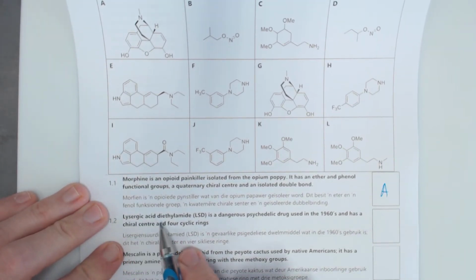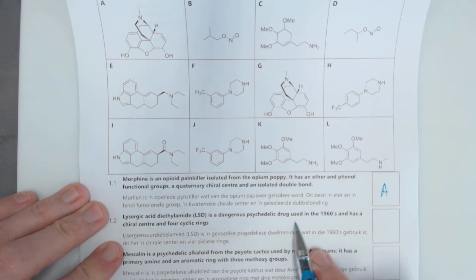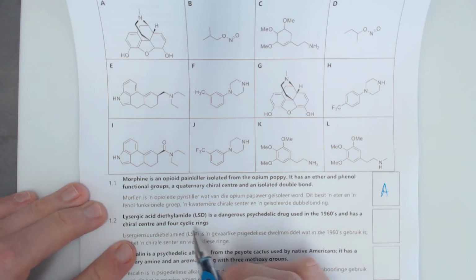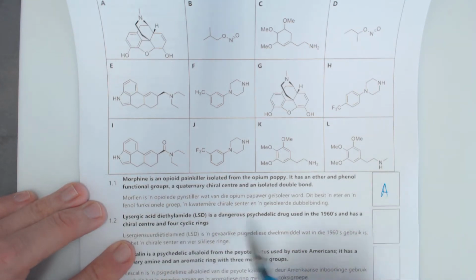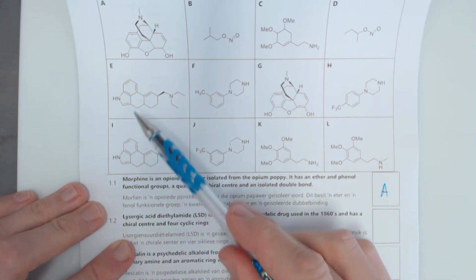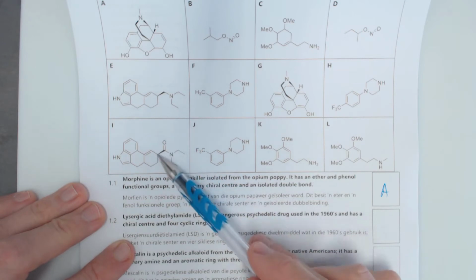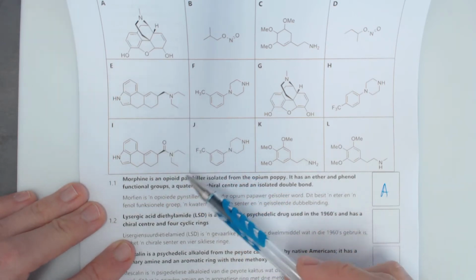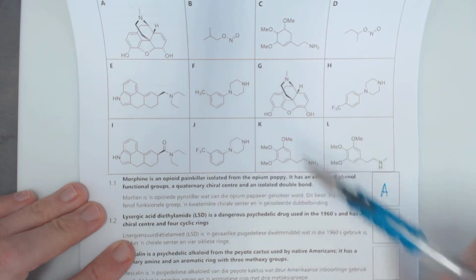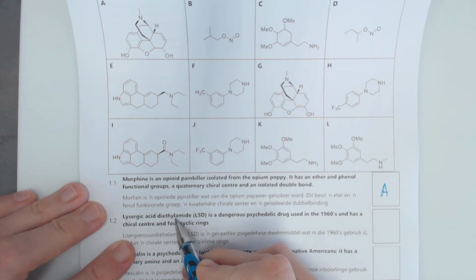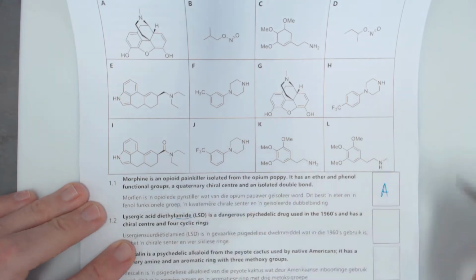Next one talks about lysergic acid. LSD is a dangerous psychedelic. It has a chiral center and 4 cyclic rings. So this one actually you had to think about. Look at the question over here. It says it's diethyl amide. So it has a chiral center and 4 cyclic rings, which actually applies to these 2 molecules over here. And what's the difference? Well, that functional group is an amide, that functional group is an amine, and it's a diethyl amide. So it must have been answer I.